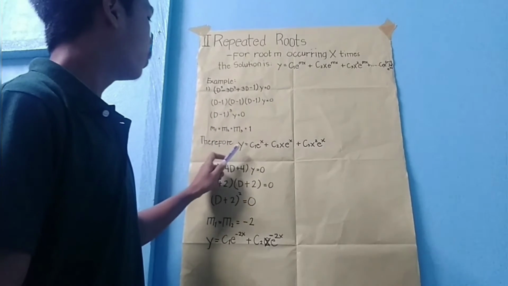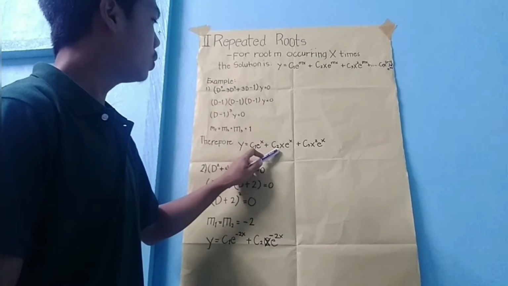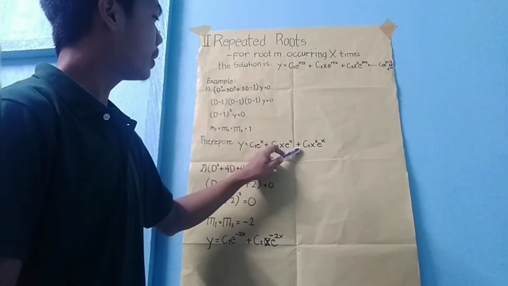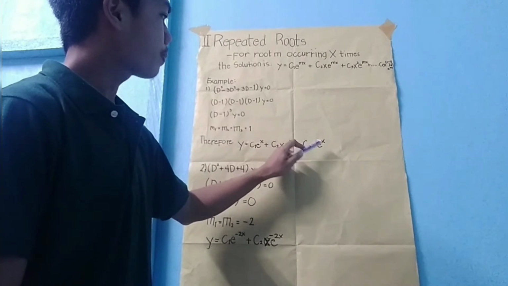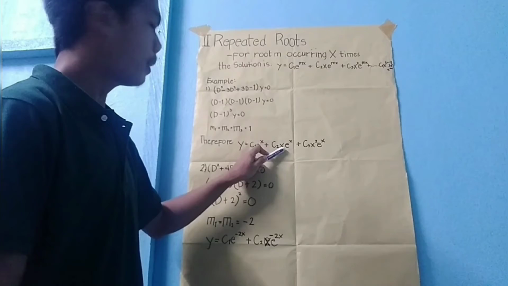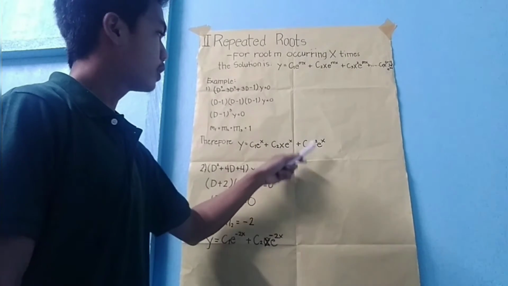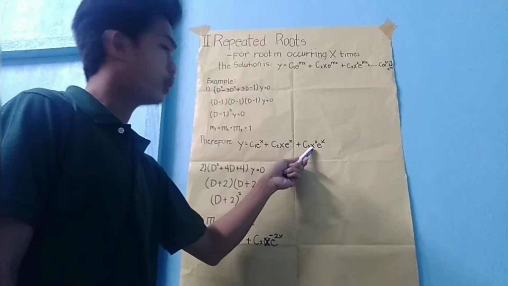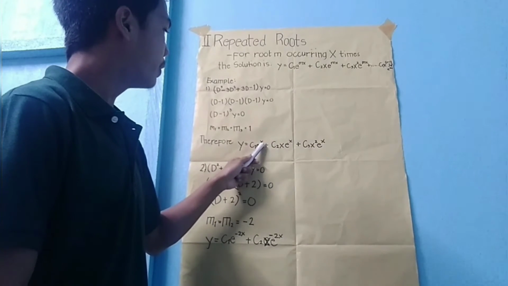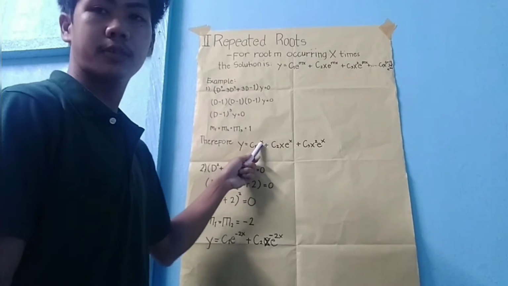Therefore, our y is equal to c1 e raised to x plus c2 x e raised to x plus c3 x squared e raised to x. So, kung papansin natin, sa dalawang beses umulit yung roots natin, maglalagay lang tayo ng x. 3 beses umulit yung roots natin, x squared. Pero ganun pa din yung roots natin is x pa din.